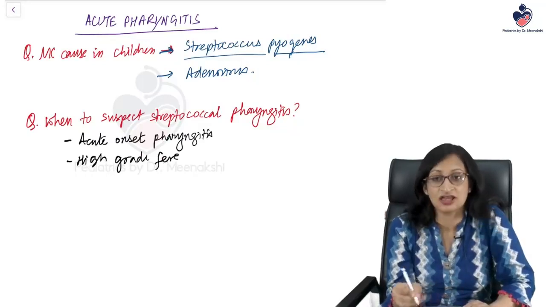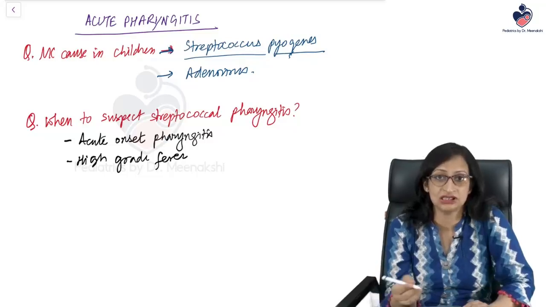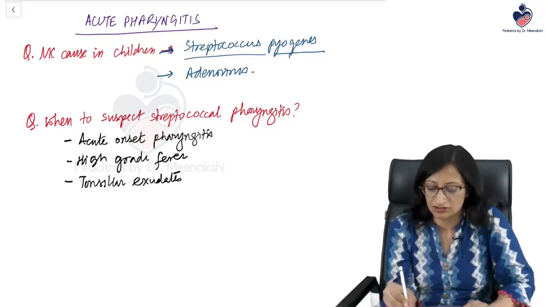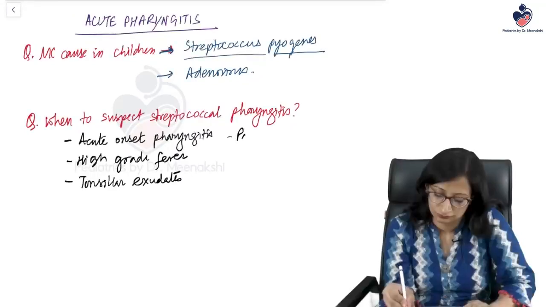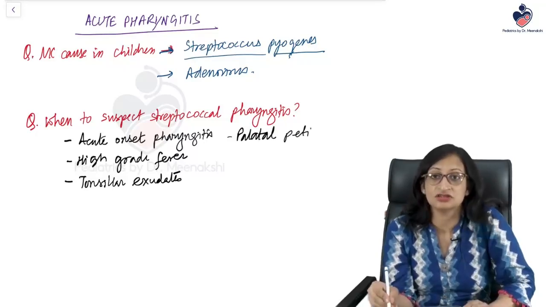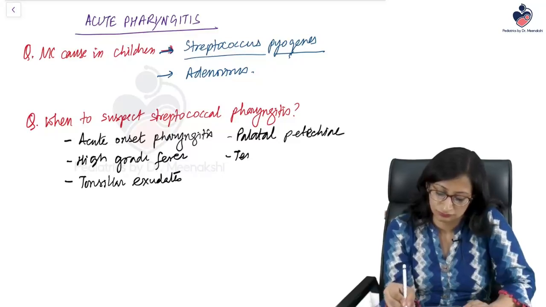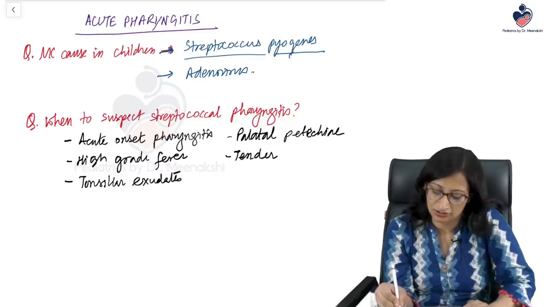There can be tonsillar exudates, palatal petechiae, and tender cervical lymphadenopathy.